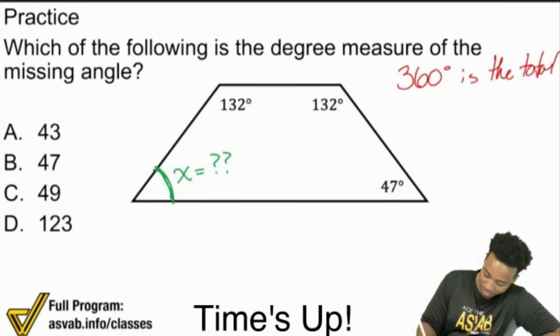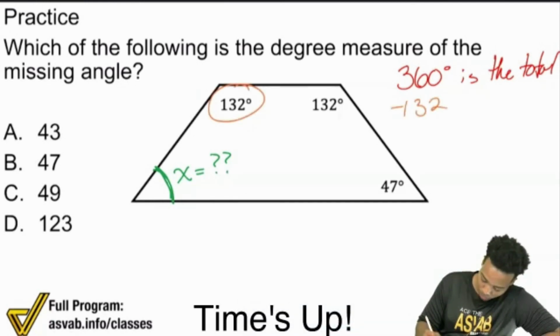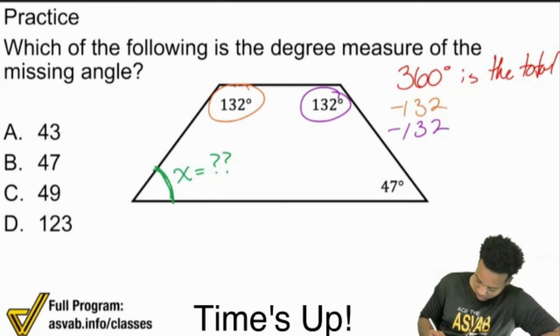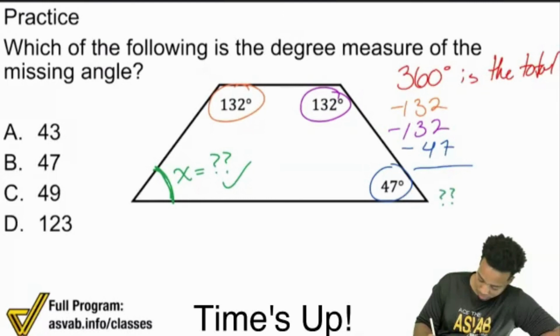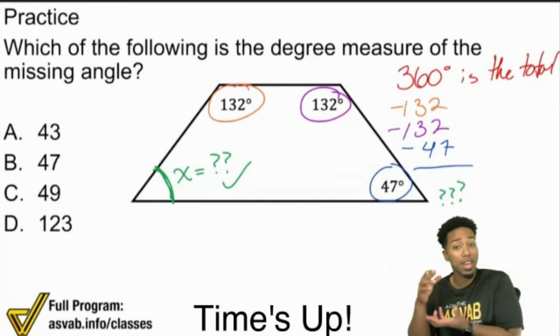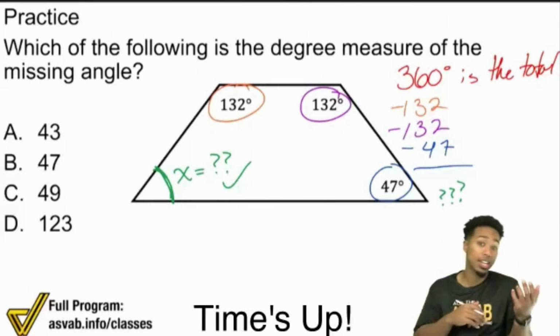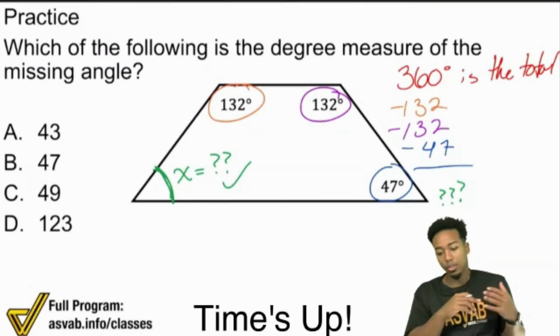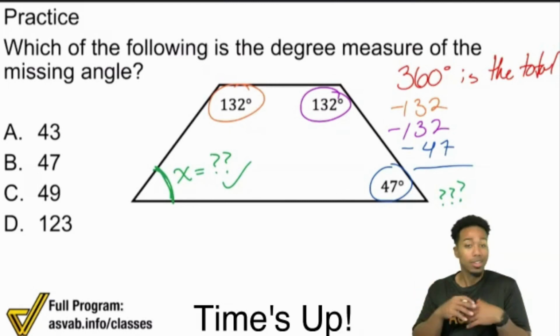Booyah. And then from there, if we take away the 132, and then the other 132, and then if we take away the 47, you'll get what's left, which is what's missing. So there's 2 ways you can really do this. One way, you can add all the angles up first and then subtract the total from 360. Or you can subtract them one at a time. Either way, it's up to you.